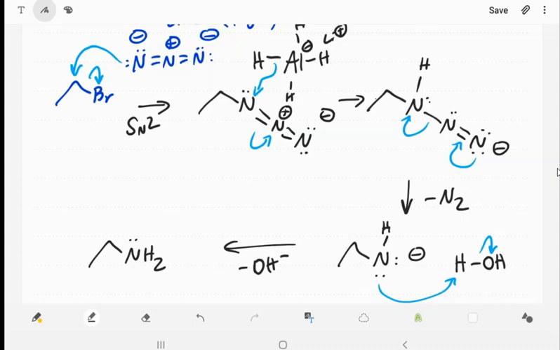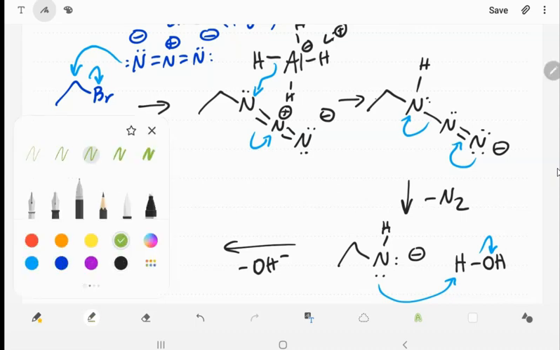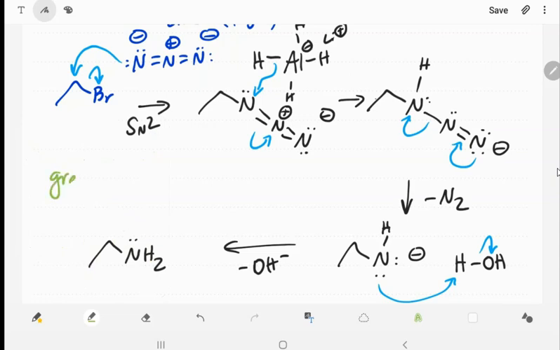And notice this amine is on the same carbon. If we tried to use the cyanide instead, we would end up with 1 more carbon. So the azide synthesis will give us our amine right where our leaving group was. So this is great for making primary amines at primary or secondary substrates.